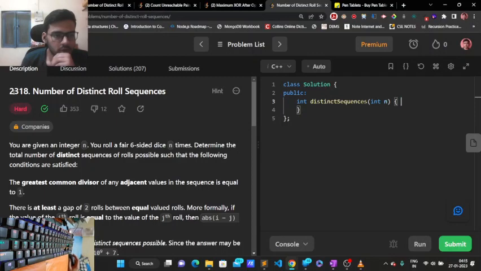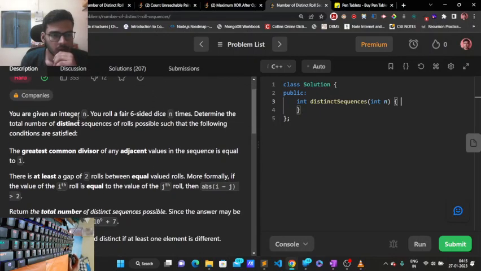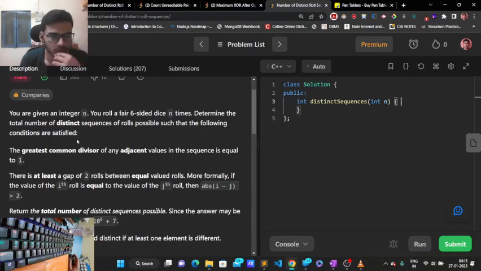So we are solving question number 2318, the number of distinct roll sequences. We are given an integer n, and you roll a six-sided die n times. We have to determine the total number of distinct sequences possible such that the following conditions are satisfied.